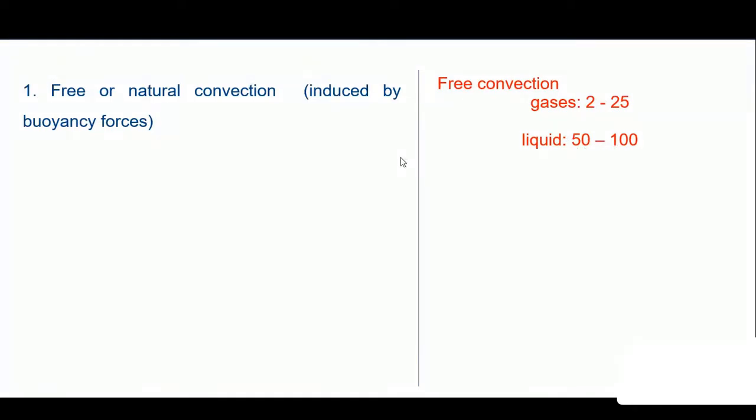Just one thing you have to remember here is heat transfer rate by convection is directly proportional to heat transfer coefficient. Higher the value of h, higher is going to be the rate of heat transfer by convection. Remember it very clearly. Then second is forced convection.